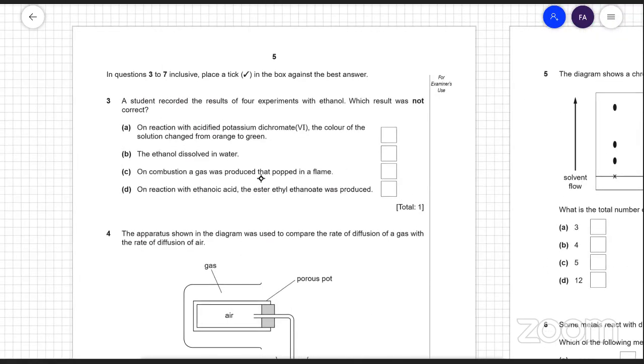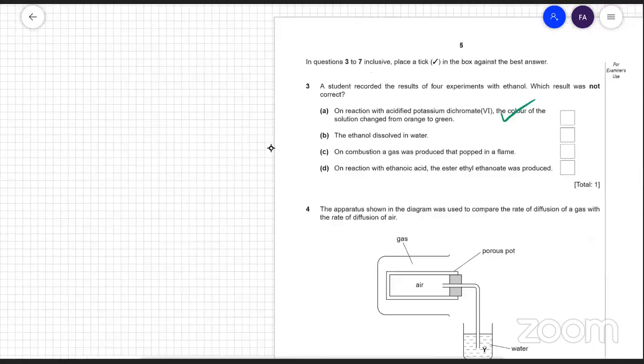The next part of the question is question number three. A student recorded the results of four experiments with ethanol. Which result was not correct? On reaction with acidified potassium dichromate 6, the color of the solution changed from orange to green. Now, this is correct. Remember, let's also have a brief description. What is ethanol? Eth means two carbon atoms, ol means there's going to be an OH, and it's going to have hydrogens. So this over here is an ethanol molecule.